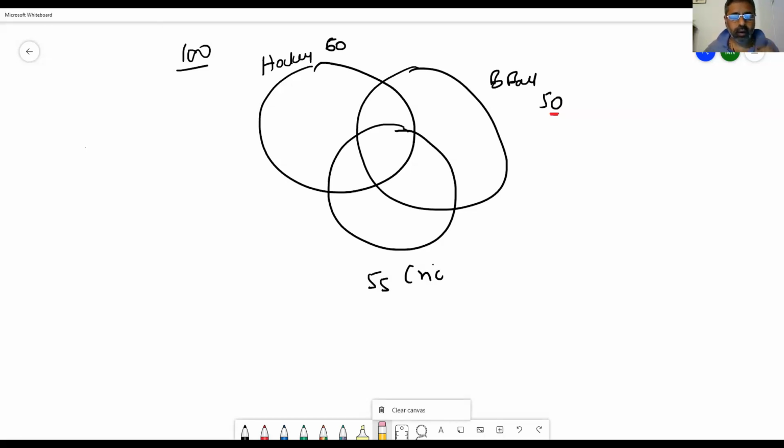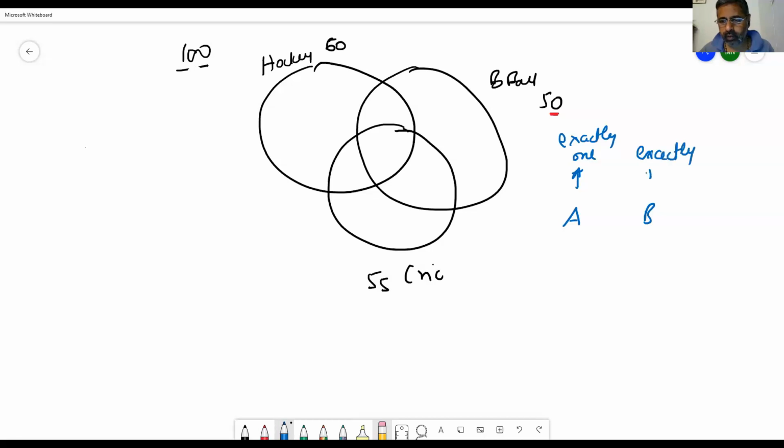One approach, especially when they tell you that all the 100 are there, is very, very powerful. We take A, B and C. A means all the people who play exactly 1. B is the people who play exactly 2. And C is the people who play exactly 3.